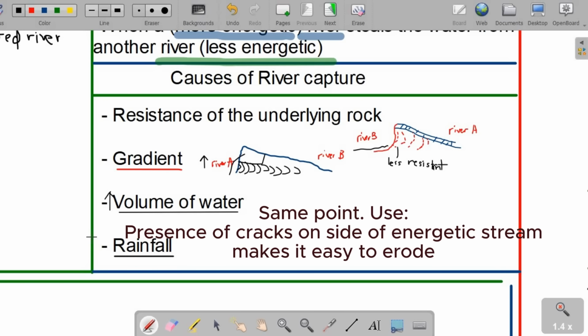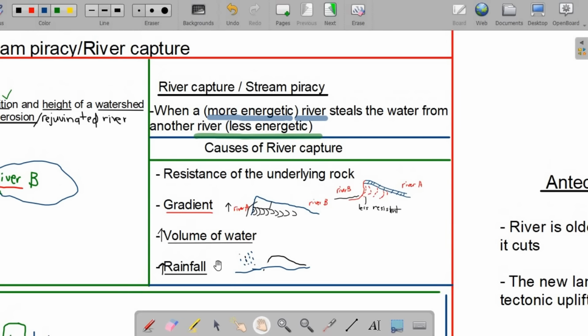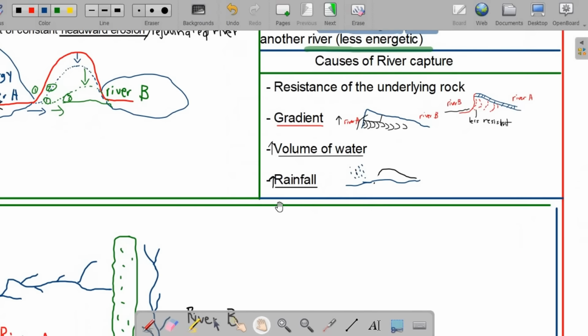And then you have another point, rainfall, so higher rainfall. If it is raining a lot on the side of river A, of course this means that the volume of water will increase on this river, and this will help push towards the watershed and help get rid of that material, erode until you get to the other side over there. Okay, so those are some of the causes of a river capture. Again, if you have any more to add, please do, guys.